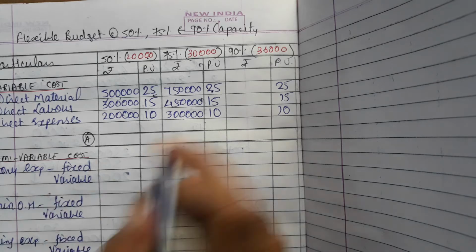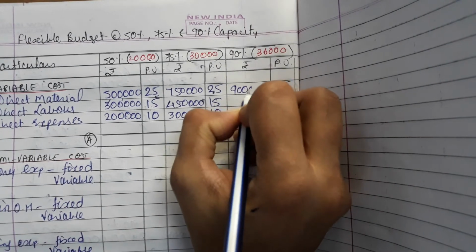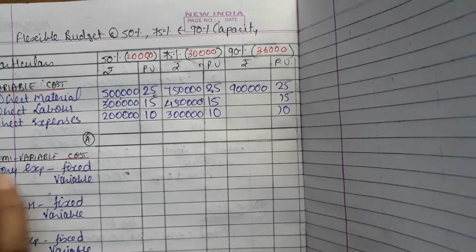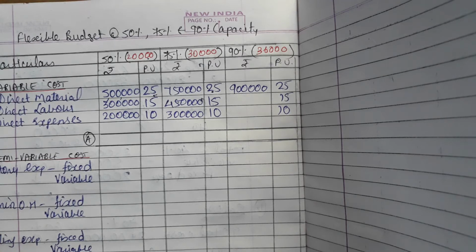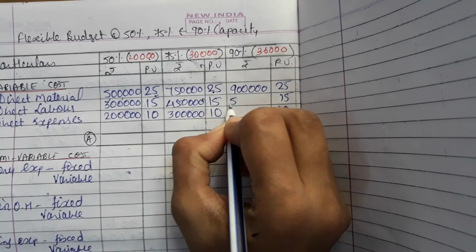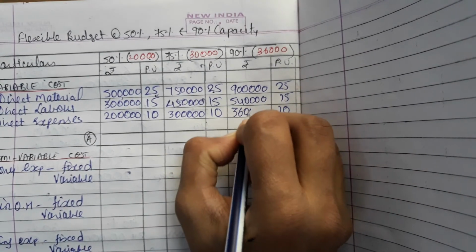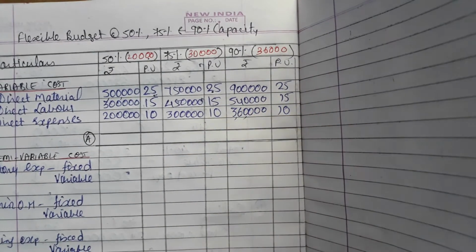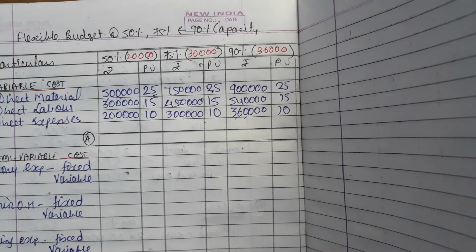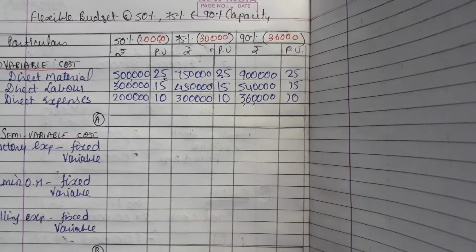Next 36,000 into 25, so that is 9 lakhs. Then 15 into 36,000, 5,40,000 and 36,000 into 10, 3,60,000. Now talking about the total cost.